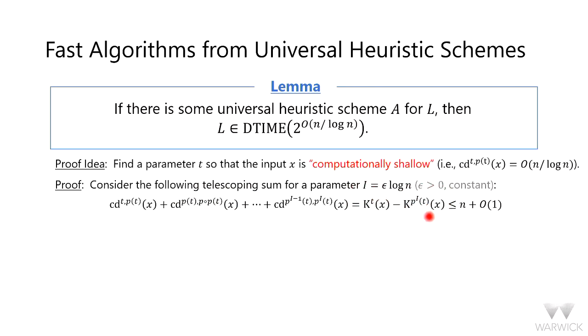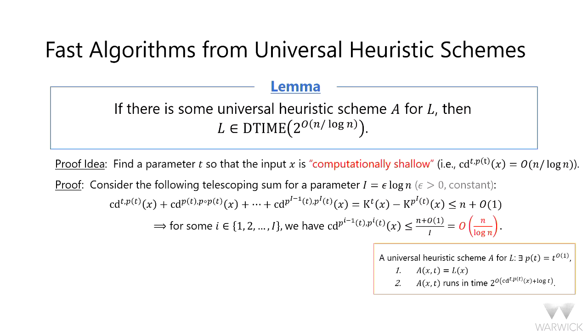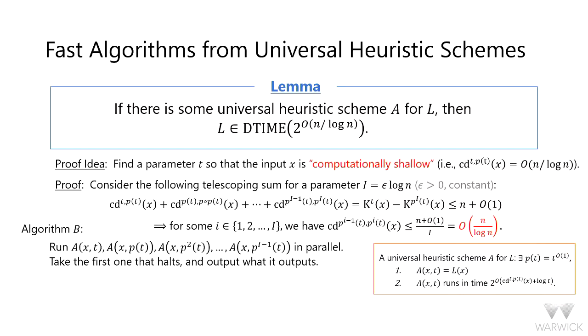And the second term can be bounded by zero from below, and the first term is bounded by n plus a constant. So if you add up log n terms, you get n. So there must exist an i such that computational depth is at most n by log n. And remember that the universal heuristic scheme runs in 2-to-the-order of computational depth time. So this naturally motivates the following algorithm.